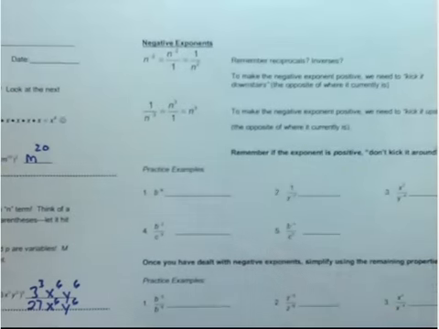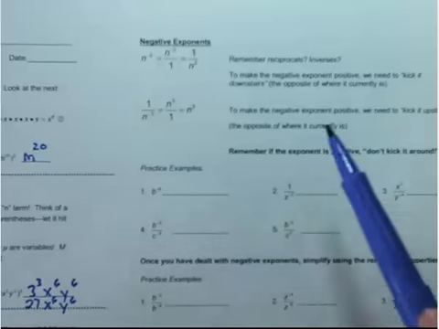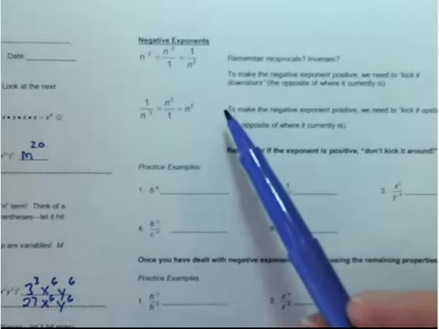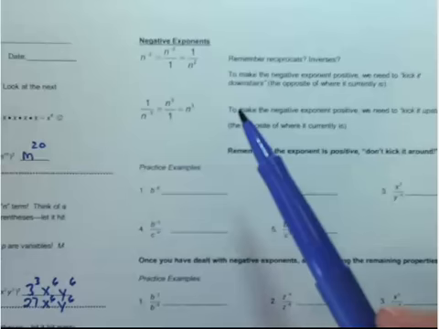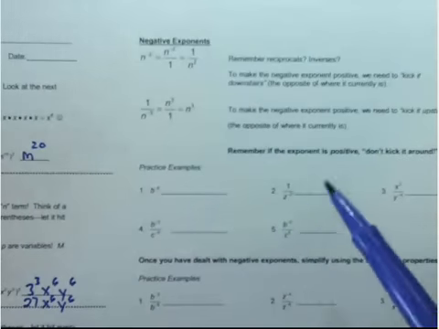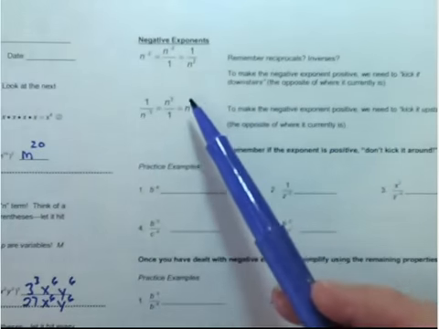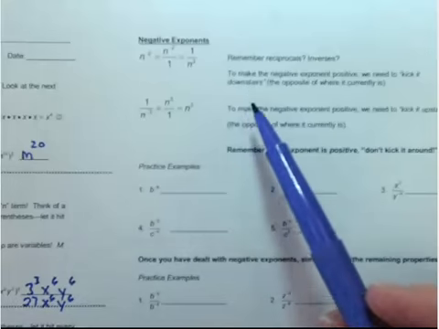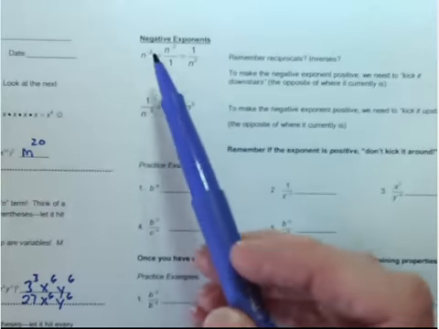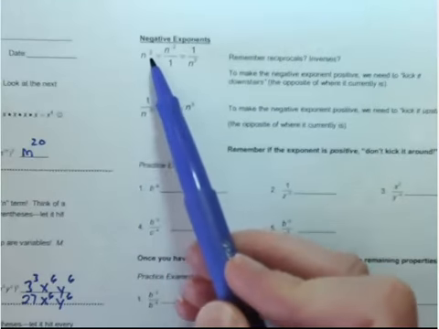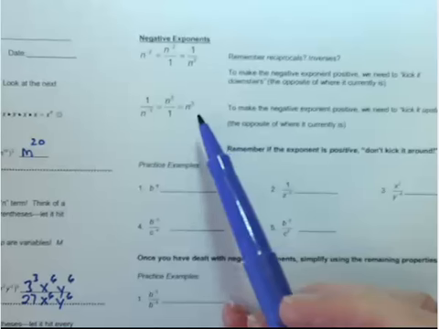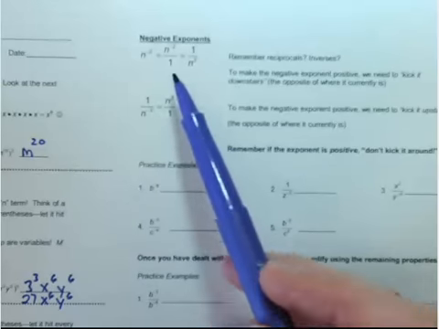The last rule that we're going to look at is dealing with negative exponents. So remember when we had reciprocals or inverses, where we just take something and we essentially flip it? That's what we're going to do with these negative exponents. To make the negative exponents positive, and a negative exponent would be that -2 here, we need to kick it downstairs, the opposite of where it currently is.